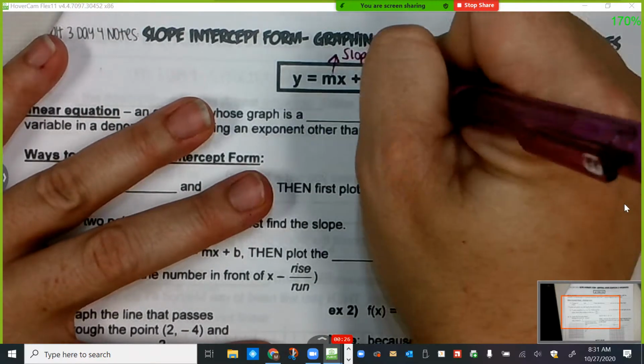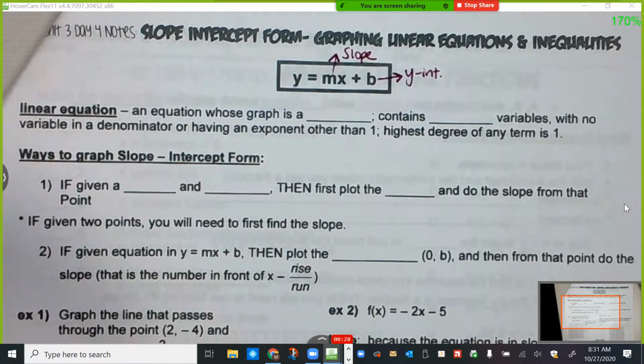That's your y-intercept. So that's why we call this slope-intercept form, because it gives you your slope and it gives you your y-intercept. The cool thing about this form is you can graph it right away. There's no solving or anything you have to do before you're able to graph it. That's why we like this form. That's why this form is easier for us.